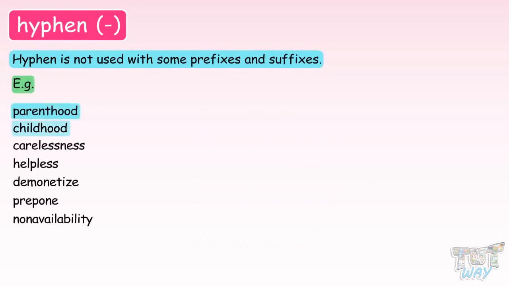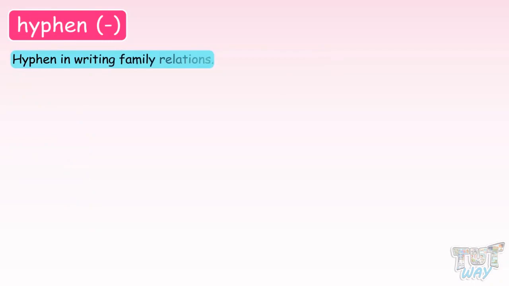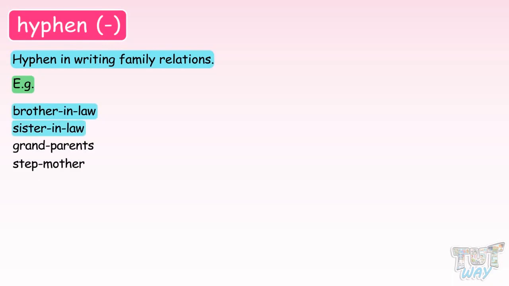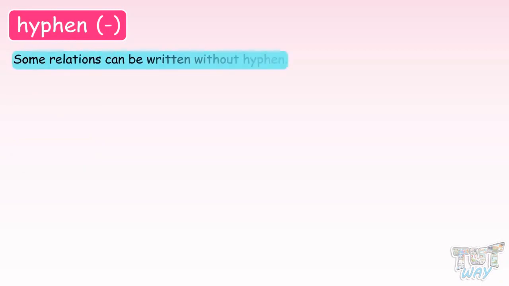Parenthood, childhood, carelessness, helpless, demonetize, prepone, non-availability. So in case of prefixes and suffixes, hyphens are not mandatory, but it can be used. Now let's see some examples of hyphen in writing family relations. Brother-in-law, sister-in-law, grandparents, stepmother. So you can use hyphen in writing the relations. But in many relations, you can write it without hyphens.